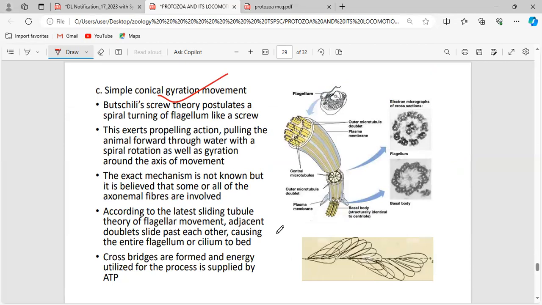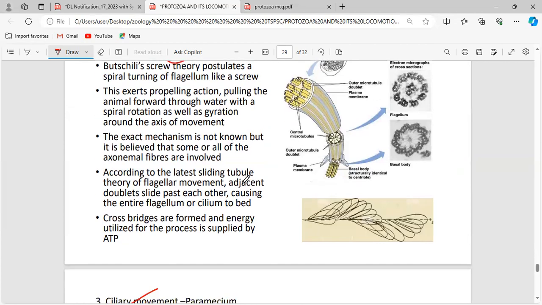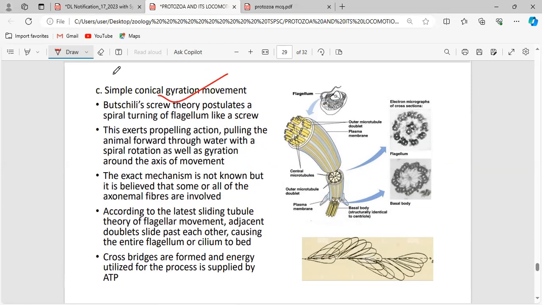What does simple conical gyration movement mean? This movement was discovered with the help of axonemal fibers. What is an axoneme? Axoneme is nothing but microtubules. In this type of movement, microtubules play an important role through the axonemal fibers, which are involved in this type of movement specifically. And this microtubule doublet has the 9+2 arrangement: outer peripheral microtubule doublets and an inner central microtubule pair.